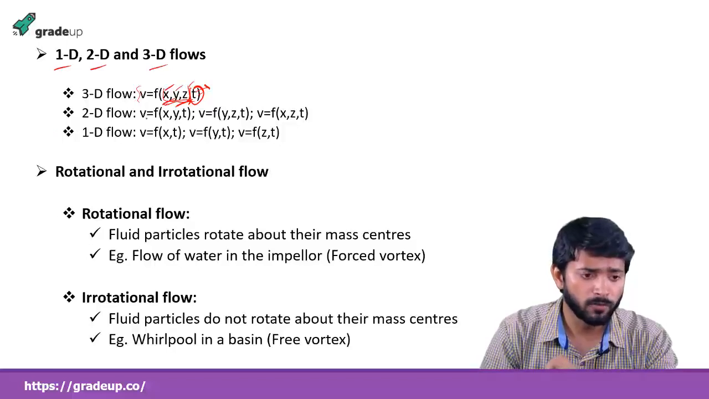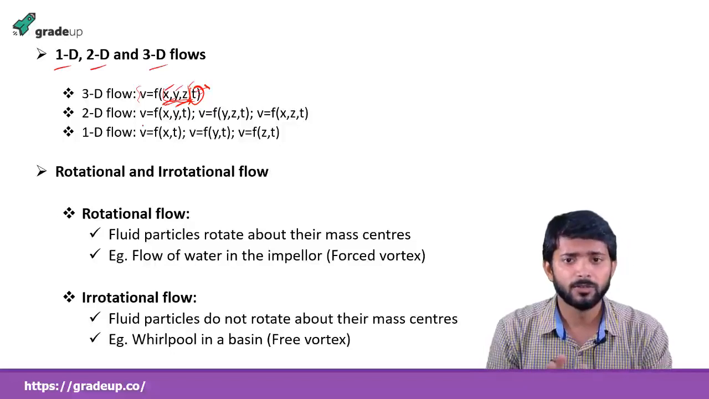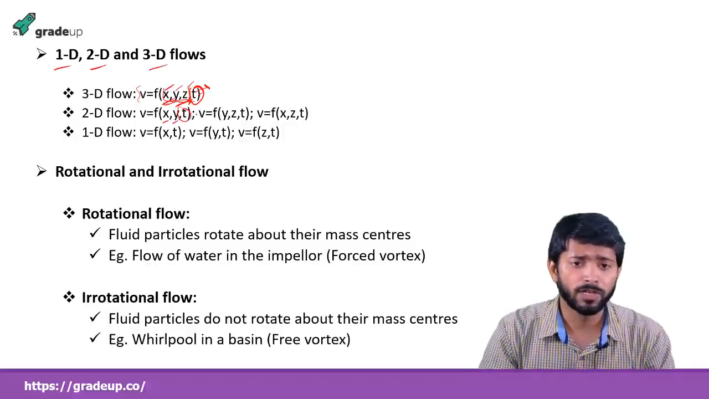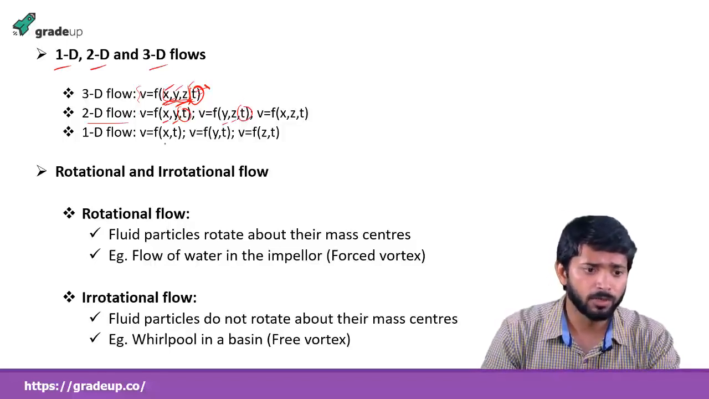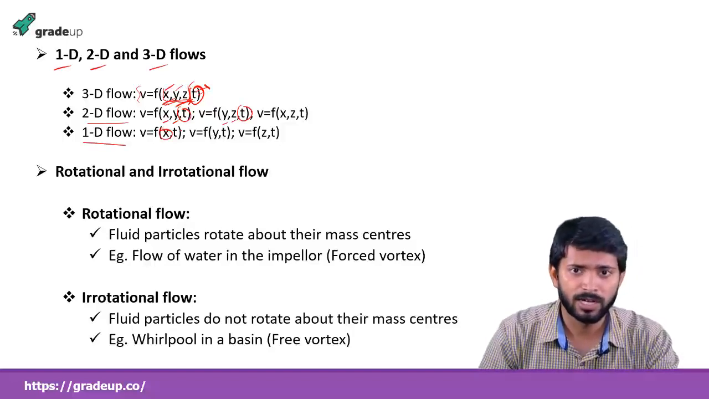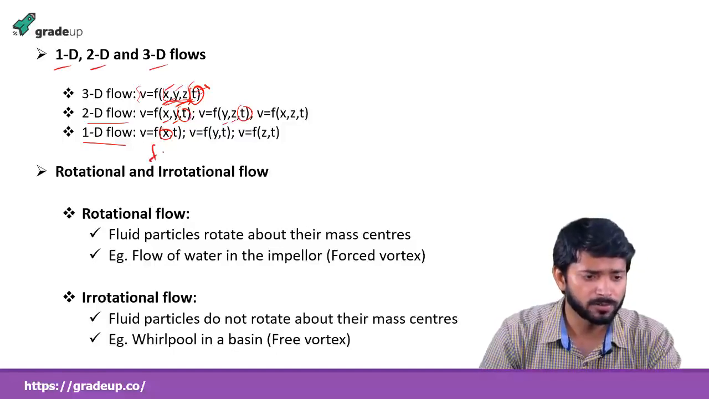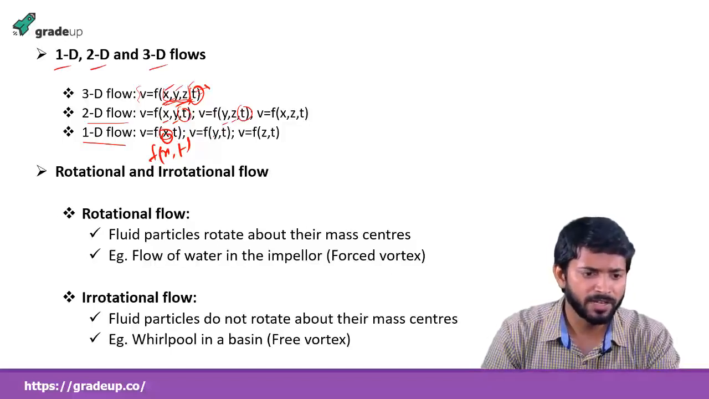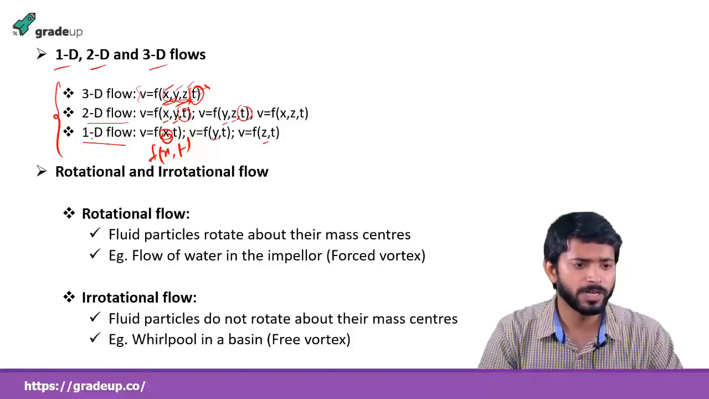And if we talk about 2D flow, the flow condition is just varying in two space coordinates. Say it may vary in x or y along with time, it may vary in y or z along with time. So this is the type of 2D flow. And 1D flow, here the condition is varying in one space coordinate. So velocity may be a function of one space coordinate, maybe x, maybe y, or maybe z, along with time. So these are the three types of flow: 1D, 2D and 3D flow.